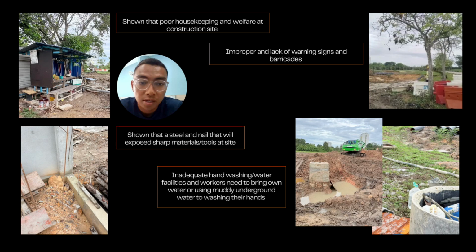Another issue was the presence of exposed steel bars and protruding nails, which could cause cuts or puncture injuries if left unprotected. Lastly, as you can see on the slide right now, the site has inadequate hand washing and clean water facilities. The workers either had to bring their own drinking water or use muddy underground water to wash their hands, which is unhygienic and does not meet good workplace welfare standards.